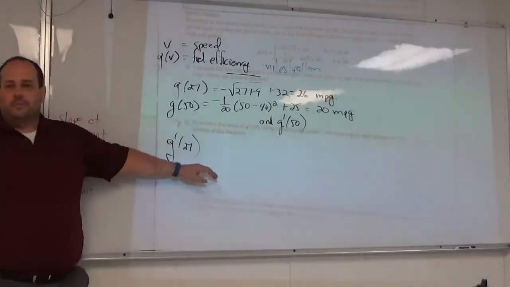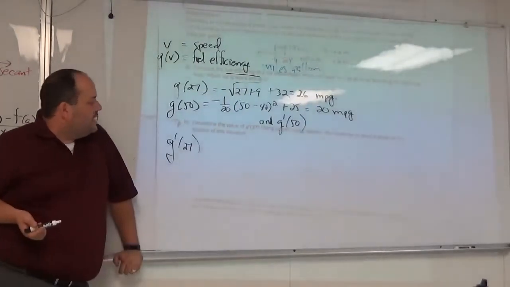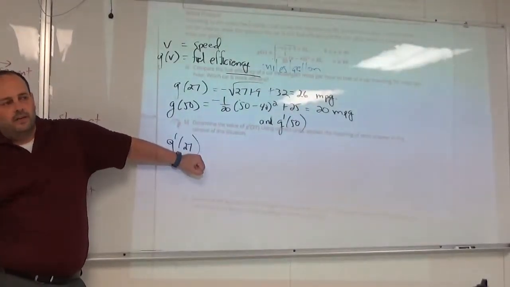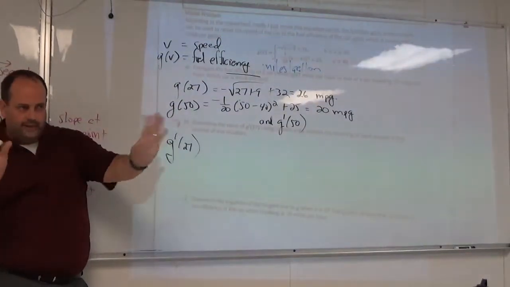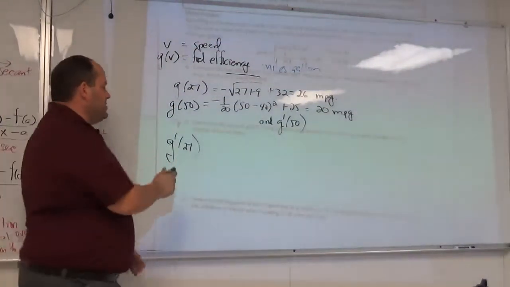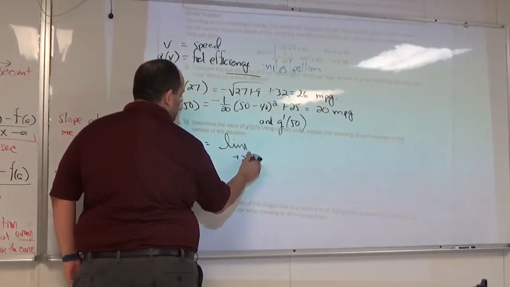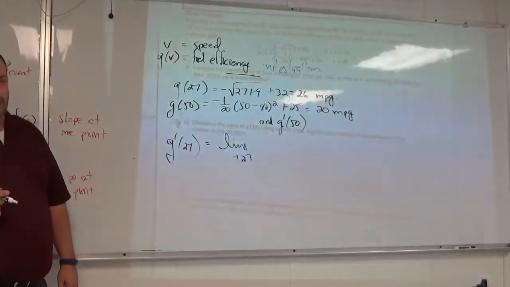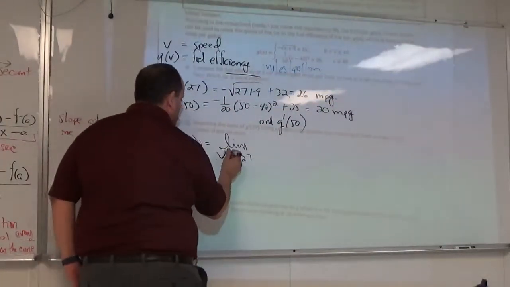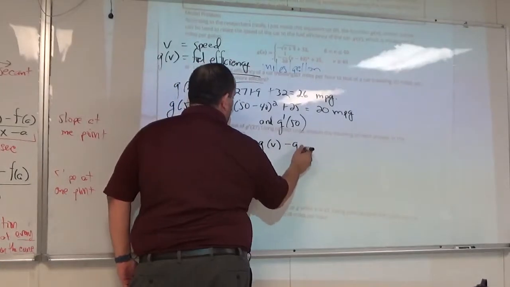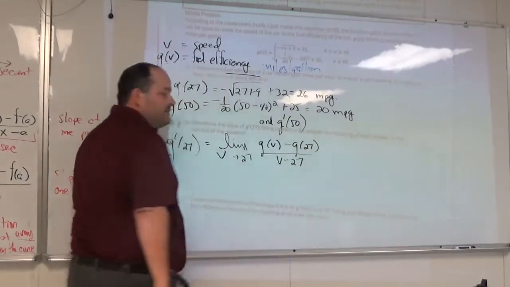All right, we've only got 2 minutes, and I want to pull everybody back together. So just stay with me for a second. G prime of 27. Everybody seems to know we're trying to find the slope of the tangent line. The problem is you've got to get the right formula. The limit has what approaching 27? G of V minus G of 27 over V minus 27.